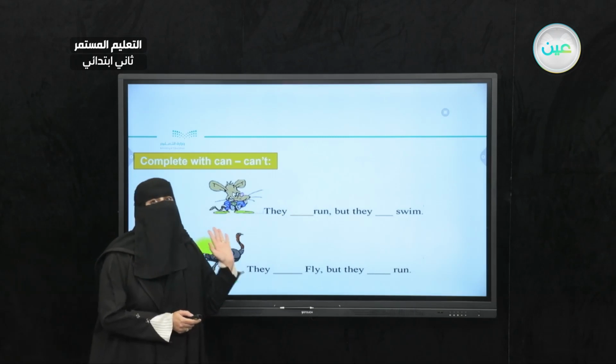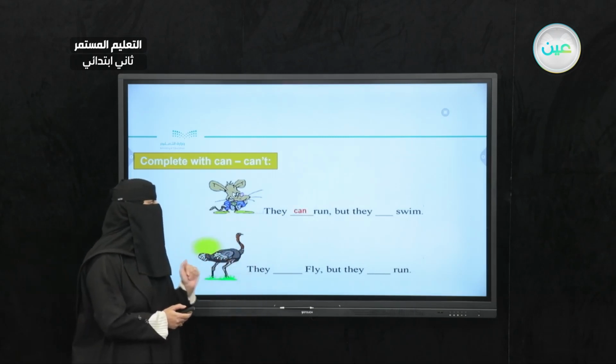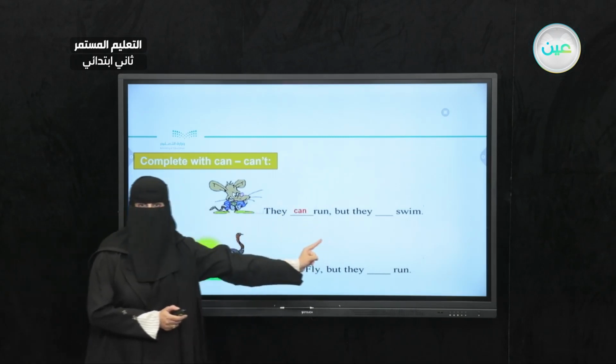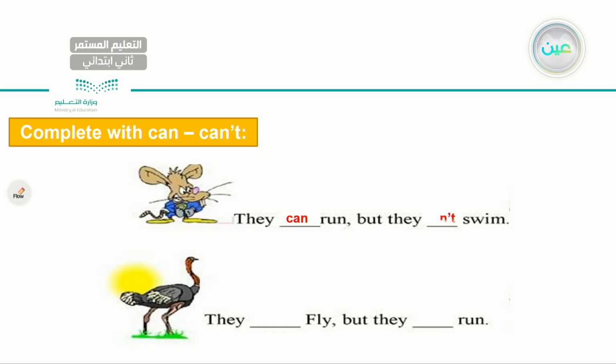They can run. Very good. They can run, but they can't swim. Very good. They can run, but they can't swim. Now, how about the ostriches here? What do you think? They are birds, but although they are birds, they cannot fly. They cannot fly, but they can run. Actually, they are very fast runners.